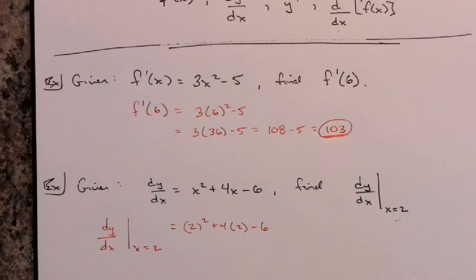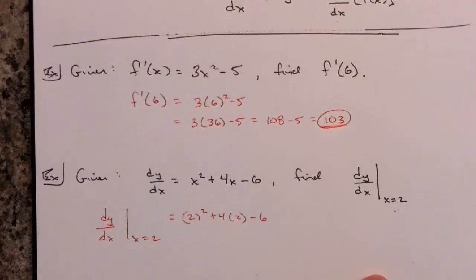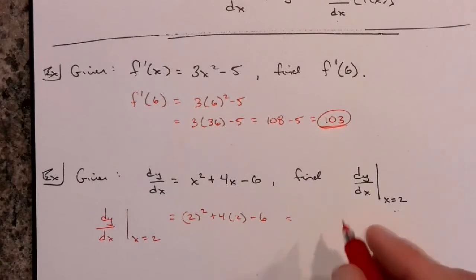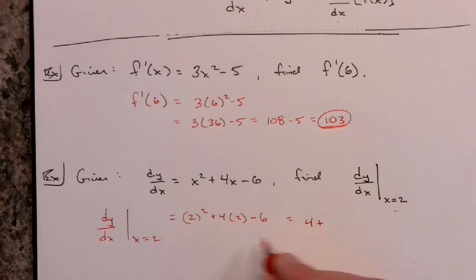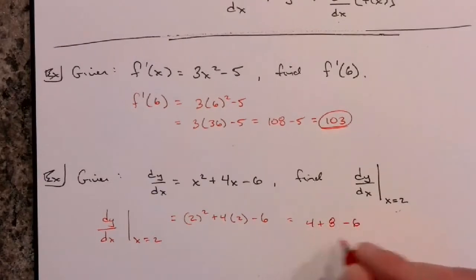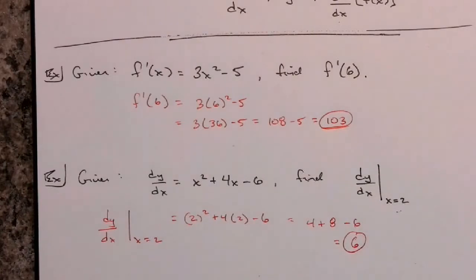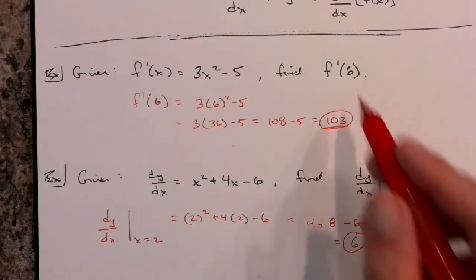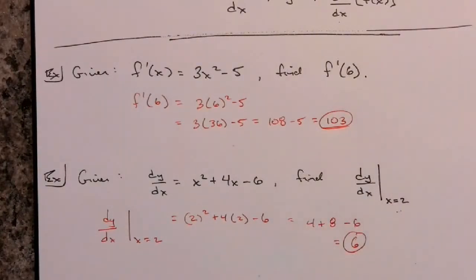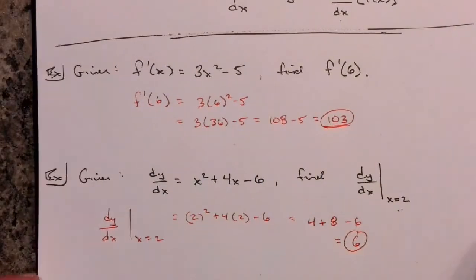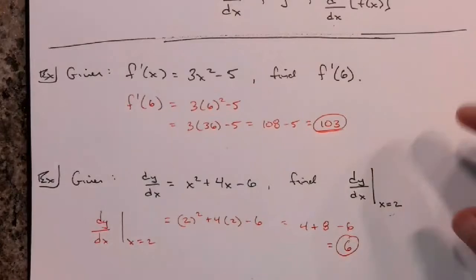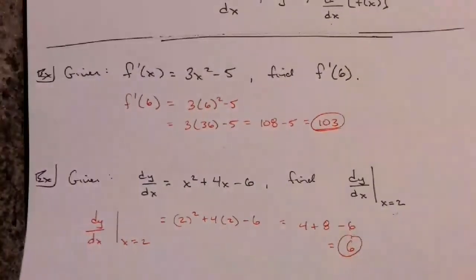And then, follow your order of operations, evaluating this, we end up with 2 squared gives us 4, plus 4 times 2 is plus 8 minus 6. 4 plus 8 is 12 minus 6. This just equals 6. So if they give you the derivative and they ask you to evaluate, these are ways you might see it. But just so you have that information before we go forward in the course, because these are going to be things that you're going to use within different problems we give you.